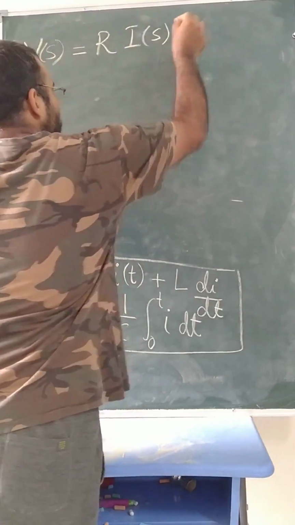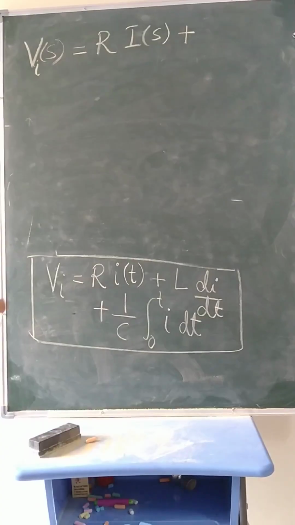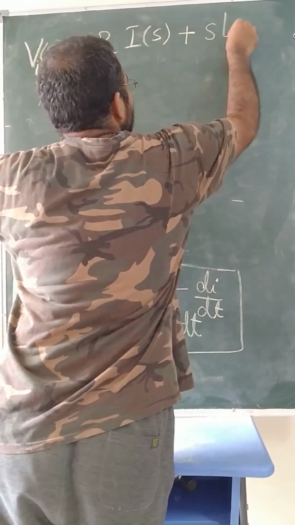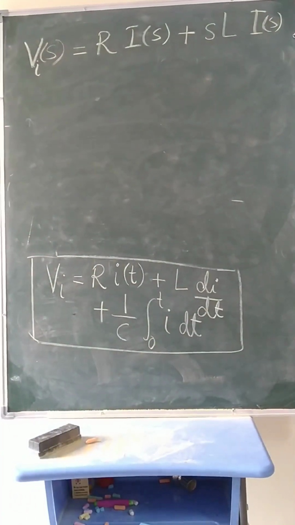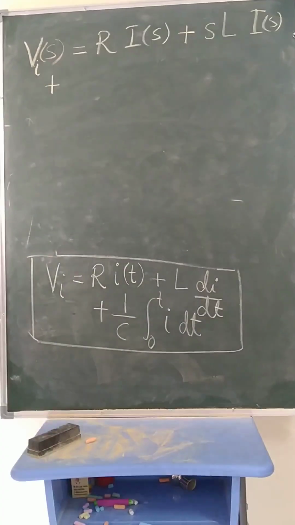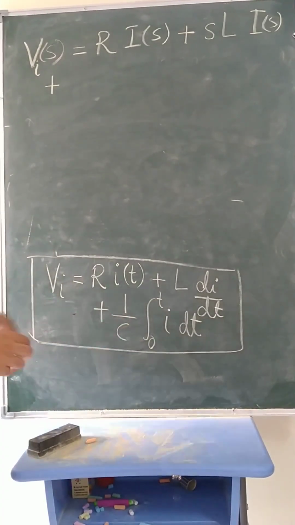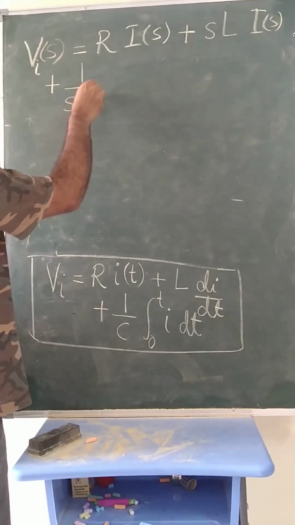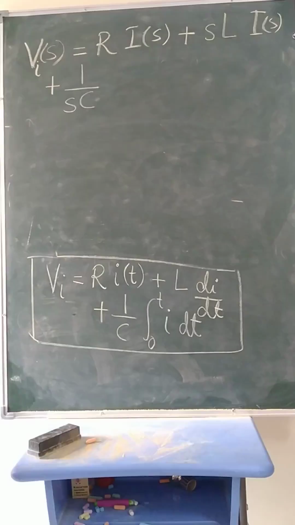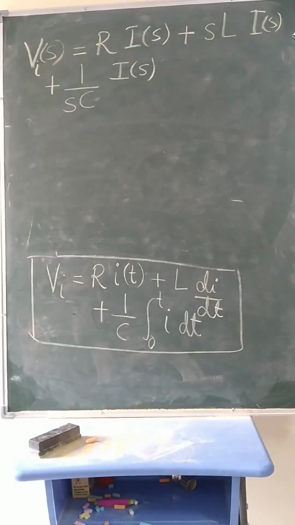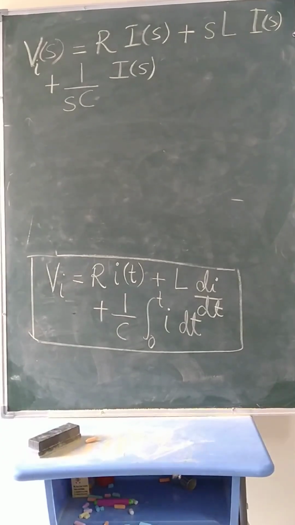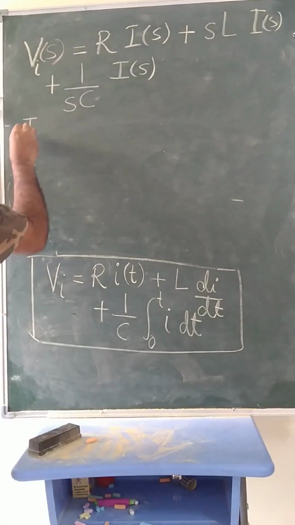plus, assuming initial conditions to be 0, it will be s times L I(s), because there is differentiation, plus the voltage drop across the capacitor, which involves integration, so it will be divided by s. So this is 1 by sC times I(s). This is the governing equation in the s domain, the complex domain.